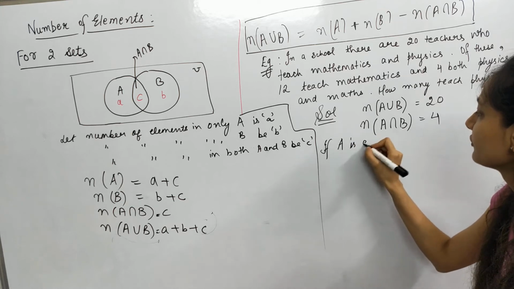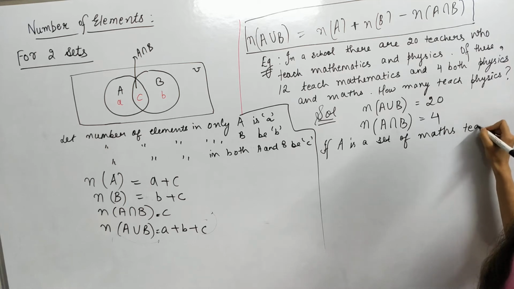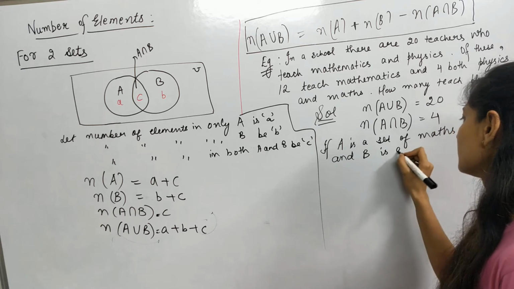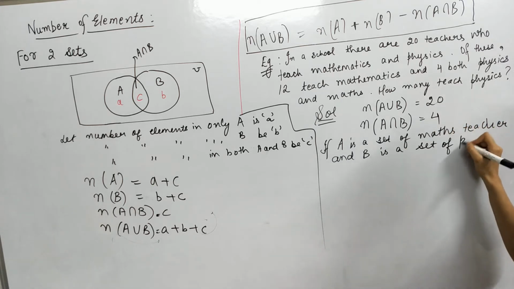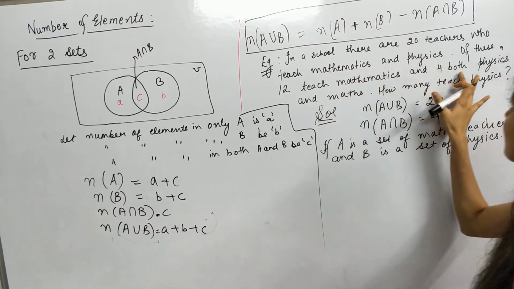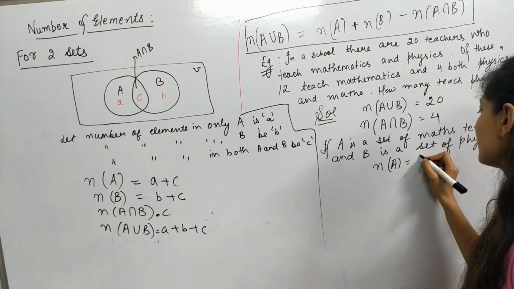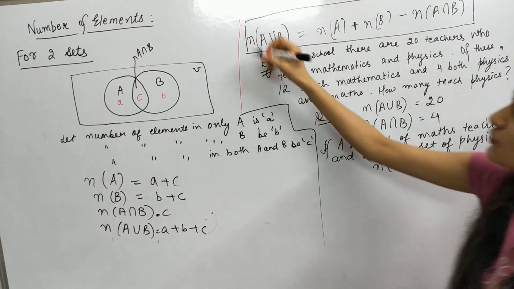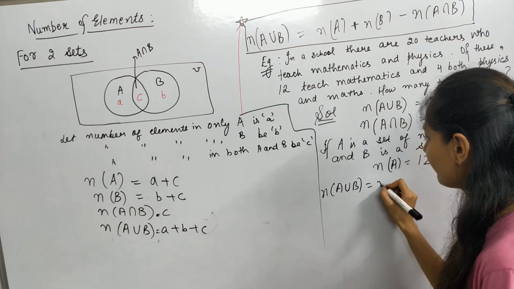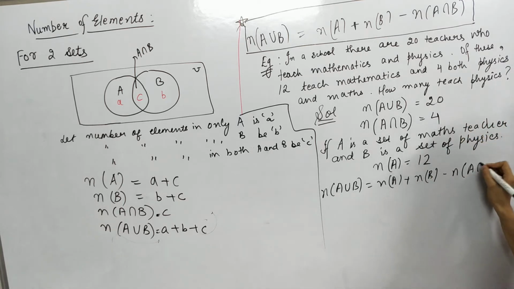Okay, if A is a set of maths teachers and B is a set of physics teachers, so union and intersection are given to us. Of these, 12 teach only mathematics, मतलब हमारे पास सिर्फ number of teachers A teach करने वाले 12 हैं, and you are with this formula to find. So you will use this: n of A union B कितना होता है? n of A plus n of B minus n of A intersection B.